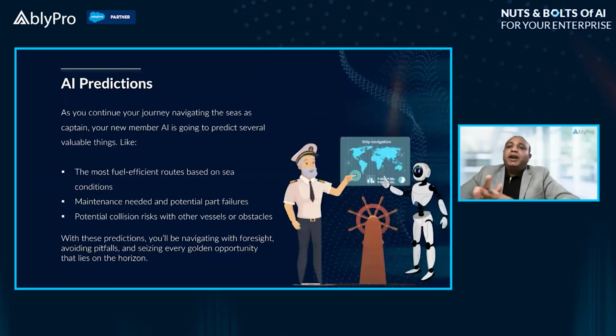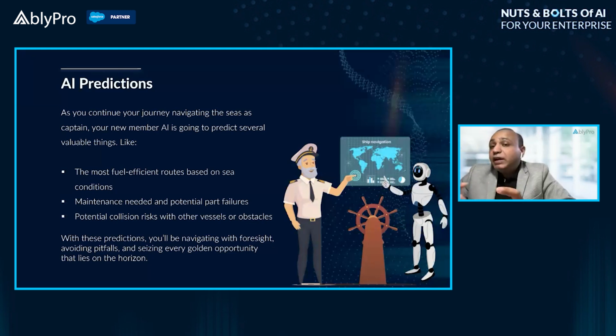Now, as you continue your journey, there are certain expectations that you have from this new crew member. So maybe the captain has onboarded him because he wants more fuel efficient routes in the sea conditions. Like you put on the GPS within your vehicle to get the efficient routes. Similarly, a captain has onboarded AI to actually understand what are the most fuel efficient routes based on the conditions that are prevalent out there.